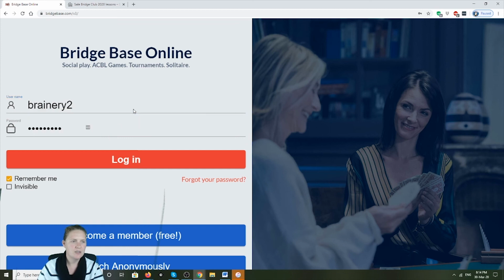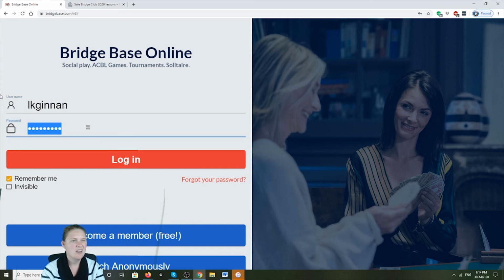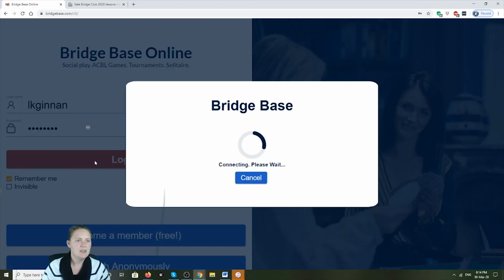What I'm going to do is I'll log into one of the accounts that I have. So every time you come on, you'll need to log in. You can also tick this remember me box, and that way you won't have to enter in your username and password. Then you click on login, and it's taking us to the Bridgebase site.